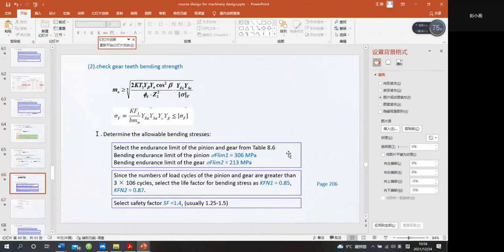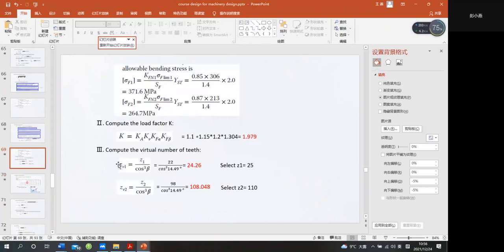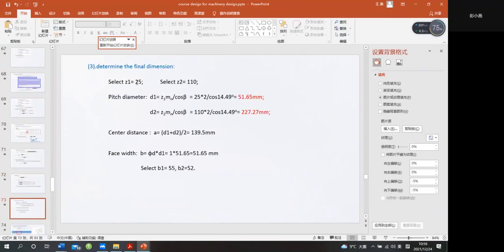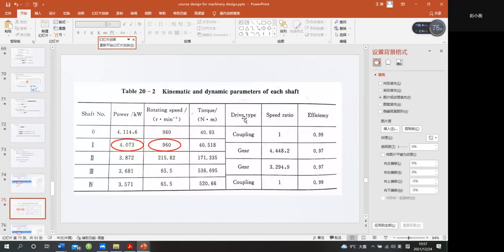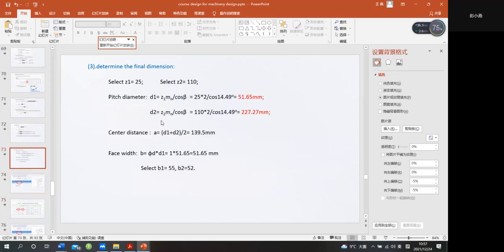In the PPT, the PPT can tell you how to calculate and choose the factors, and then modify the number of teeth, and then use the modified number of teeth to modify the diameter again, and then select the width of B1. Width B is 5D times D1. And according to this B1, we can obtain the length of the shaft segment on which the gear is mounted. And this is for the design of gears.